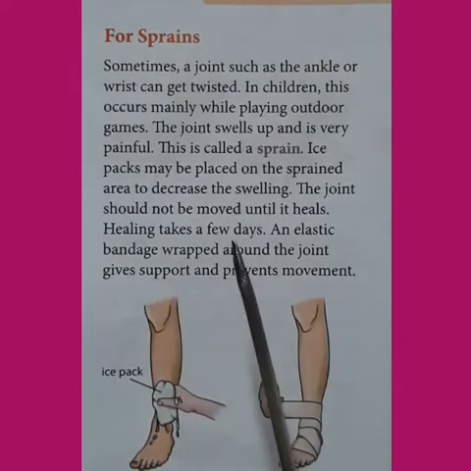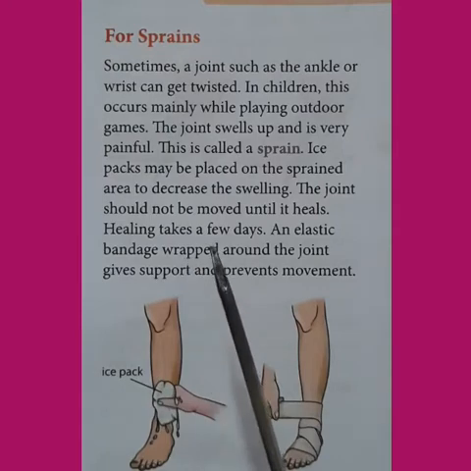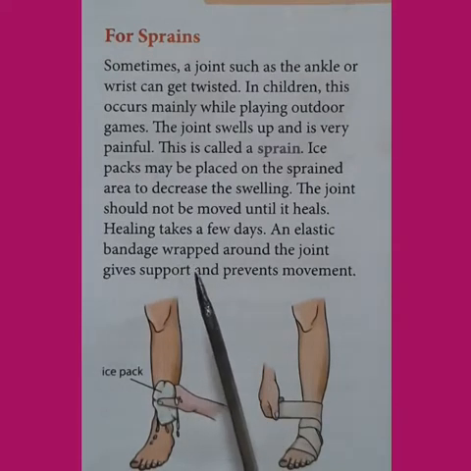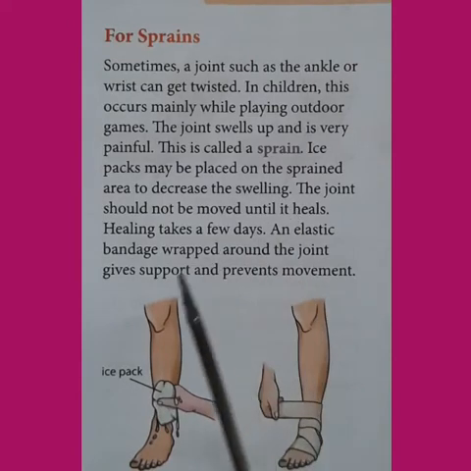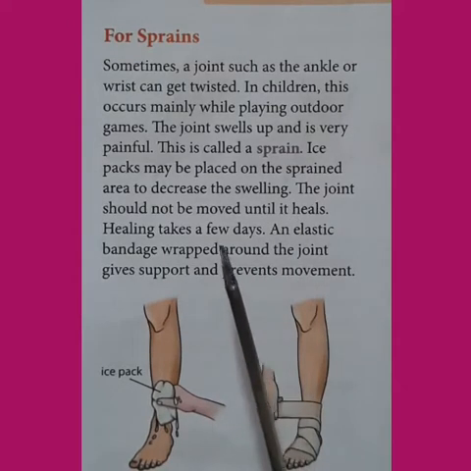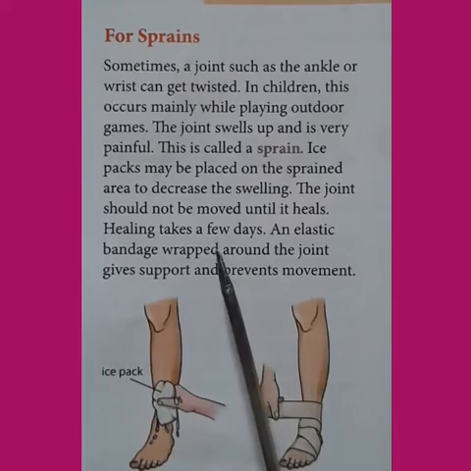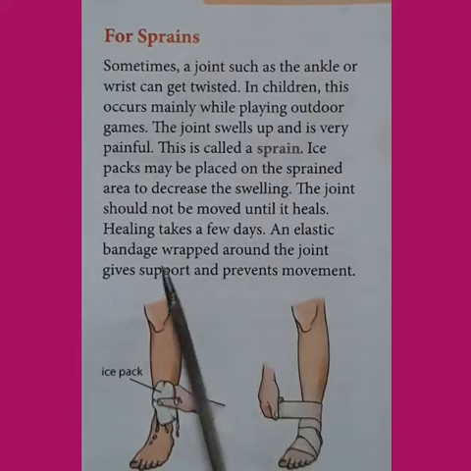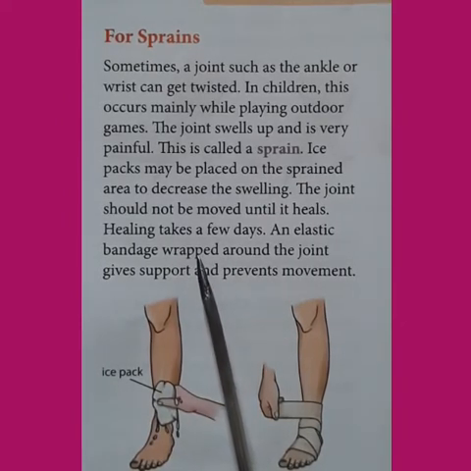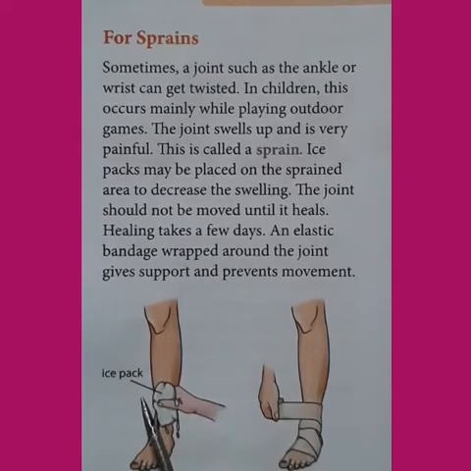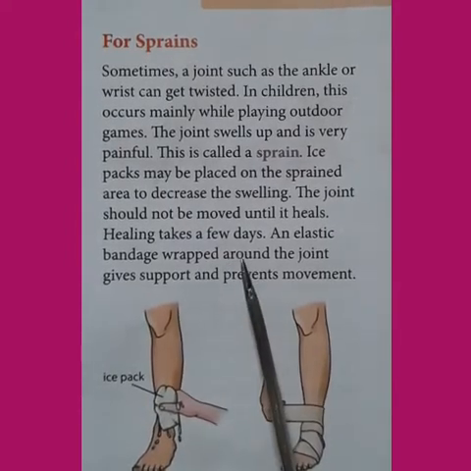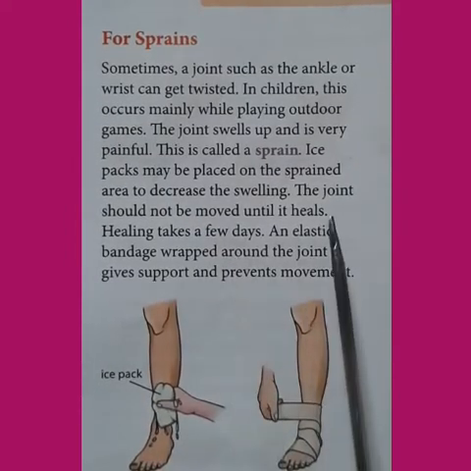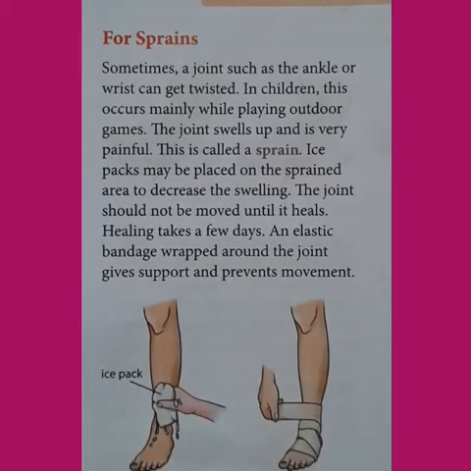Healing takes a few days, of course. An elastic bandage can be wrapped around the joint in order to give support and to prevent movement of the joint. Okay? The bandage can be wrapped so that it gives support to our region wherever we have the sprain. We have to take rest, and after a few days it completely heals.